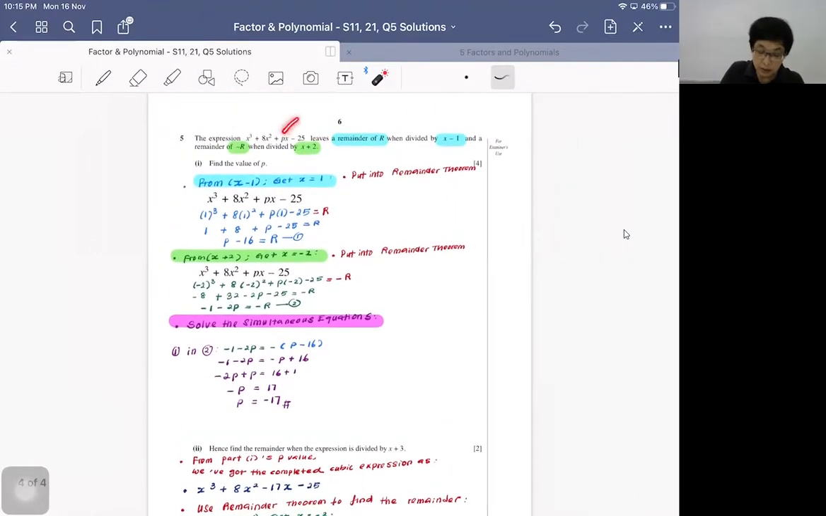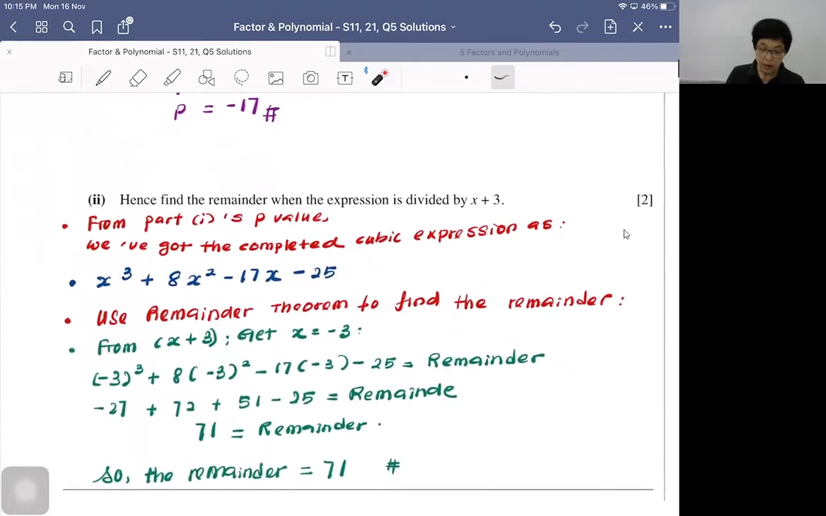Then you notice that there's a p here, so you just take your negative p, substitute into that, and this is how we get x cubed plus 8x squared minus 17x minus 25. And again, we have been reminded from the question about the remainder. They ask us to find the remainder, and of course, we will use the remainder theorem to find the remainder. And how do we go about it?